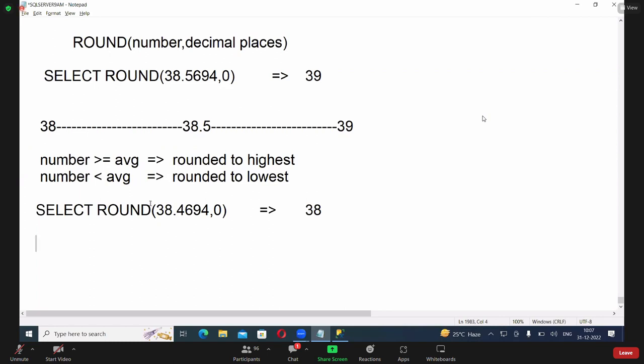In these two examples, you're rounding the number to what? Integers. Not only to integers, you can round the number to decimal places also. For example, you can round like this: 38.5694, comma 2.